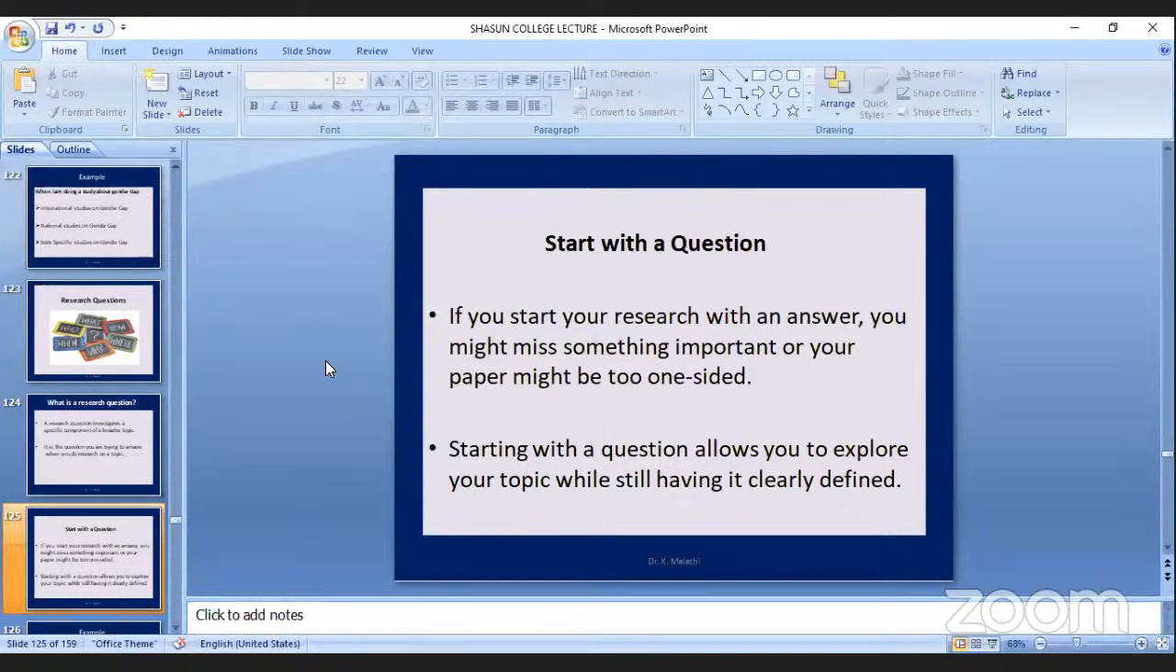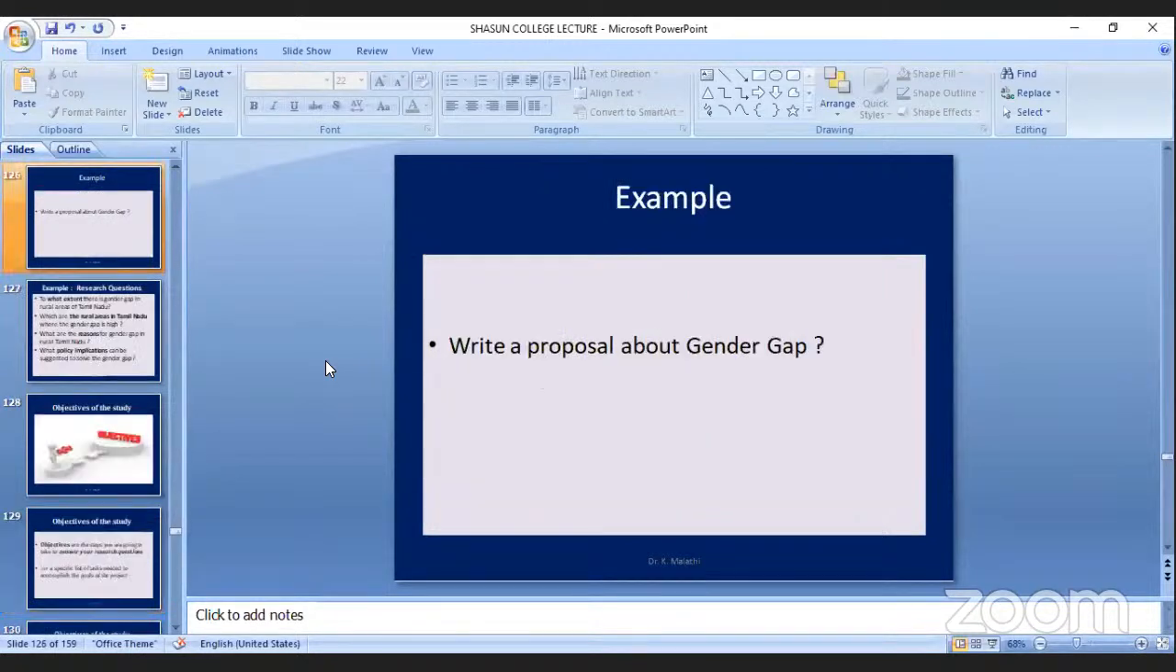Now, I'll give you an example. I'm telling you all to write a research proposal about gender gap. I'm telling the whole class, you all write about gender gap. You will be wondering what to write. Ma'am is telling us to write a research paper on gender gap. Gender gap is such a huge thing, what all will we write? You will be confused as to what to write here.